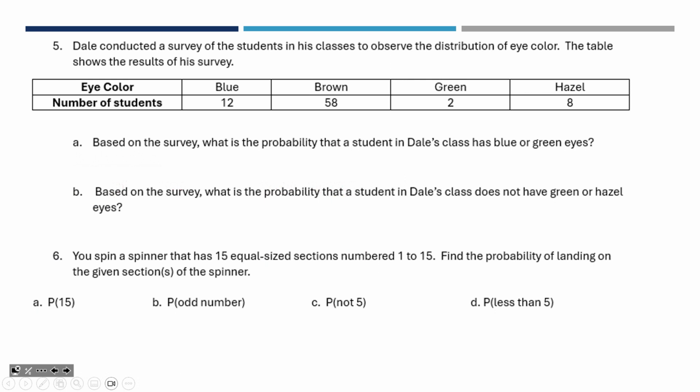Okay, here's a couple more examples. Dale conducted a survey of the students in his classes to observe the distribution of eye color. The table shows the results of his survey. Based on the survey, what's the probability that a student in Dale's class has blue or green eyes? So what we're going to do is ask how many total students are in the class. You're going to have to add all these up. I'll give you a minute to do that. So there should be 80 students.